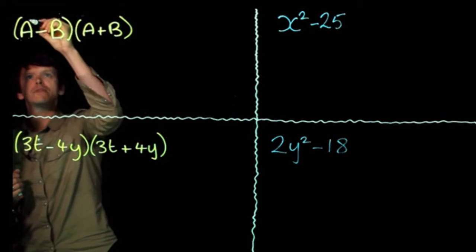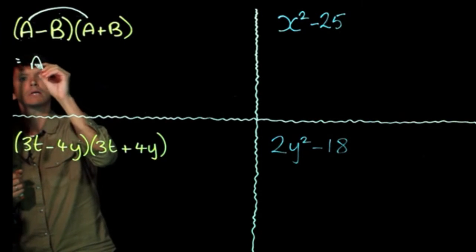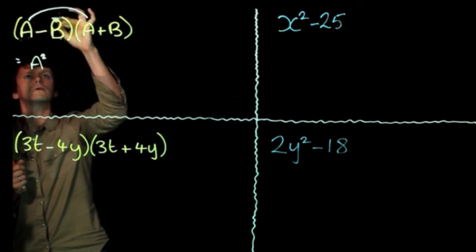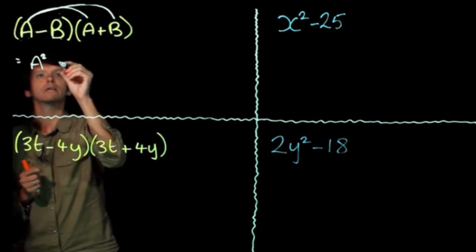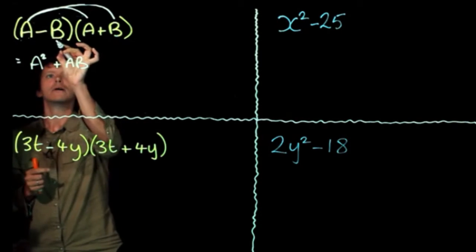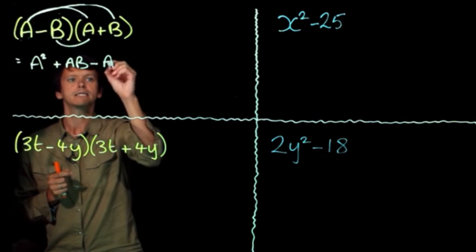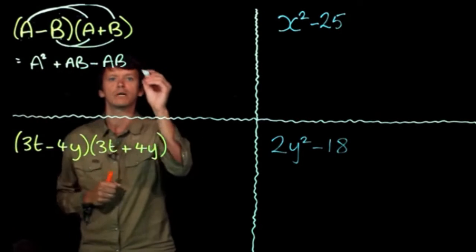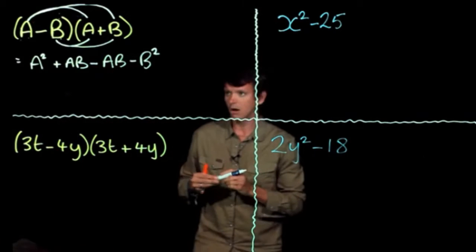I'm going to just expand this. I'm going to use the FOIL method. So a multiplied by a is going to give me a squared, and a multiplied by b is going to give me plus ab. And our inside terms, minus b times a, is going to give us minus ab. And then our last terms, minus b times b, is going to give me minus b squared. So there we go, I've expanded that.